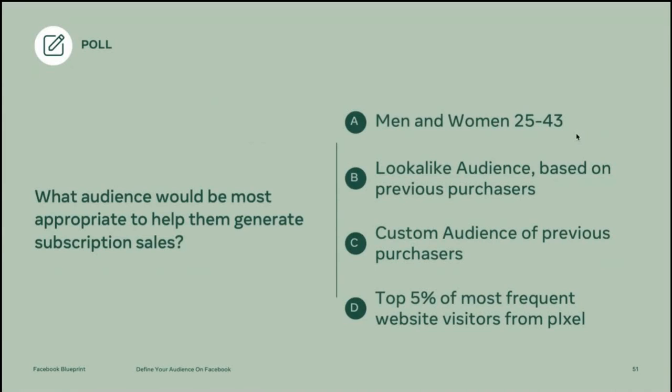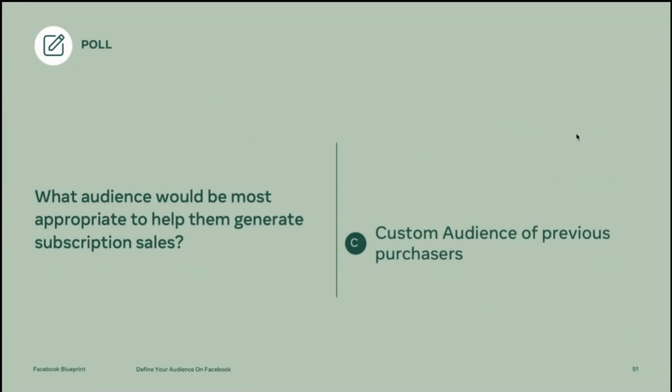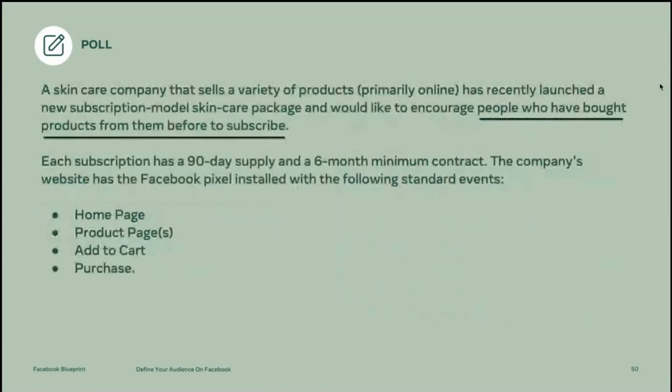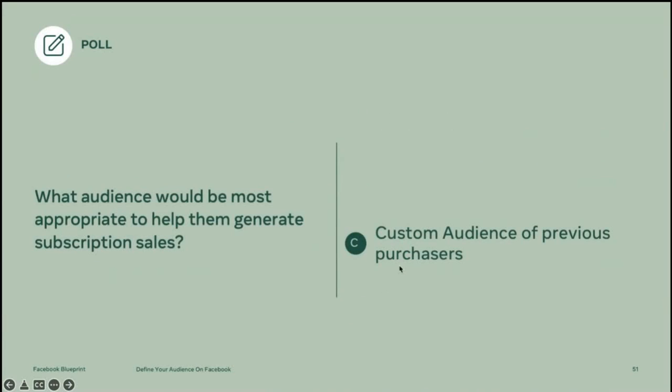Very simple, option C, custom audience of previous purchasers, because that's what they want. They want people who bought products from them before to subscribe. So they need to create a custom audience of people who have bought products from them before. Hence, the right answer is option C. Let's see what options you guys have gone with.